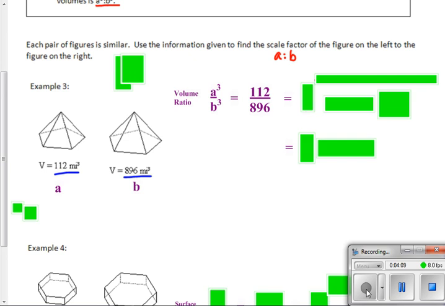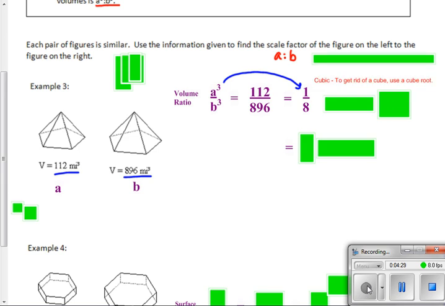Next thing I would want to do is go ahead and reduce that fraction. They're both even, so I know they're going to reduce. And in the end, they're going to reduce to 1/8. Now, 1/8 is the volume ratio. Remember, this right here is being cubed. To get rid of a cube, you are going to use a cube root. And again, that states that above. To get rid of a cube, use a cube root.